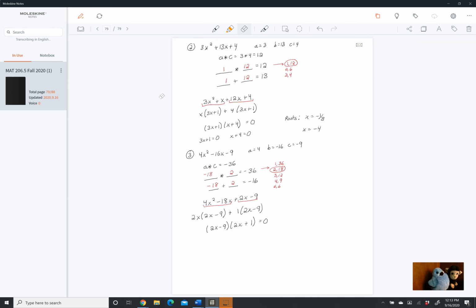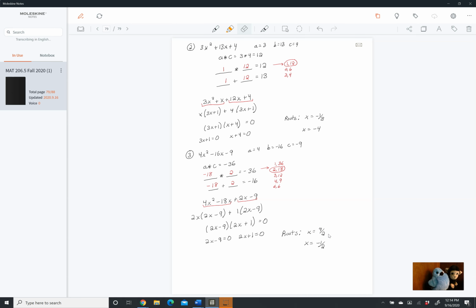Set each equal to 0. We have 2x minus 9 equals 0, or 2x plus 1 equals 0. So again, to save time, I'm not actually going to go through the process of solving those. We would add 9 to both sides, then we would divide both sides by 2. So we get that x is equal to 9 over 2. On the other one, we subtract 1 from both sides, then divide by 2, and we get negative 1/2. Don't forget, if these can be simplified, if they can be reduced, reduce them. If you can't reduce them, leave them. Okay?